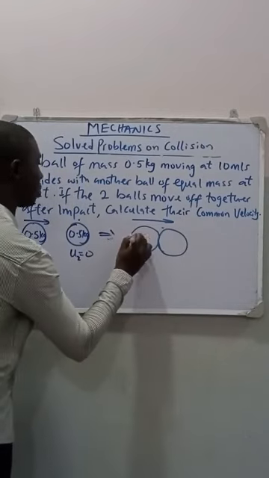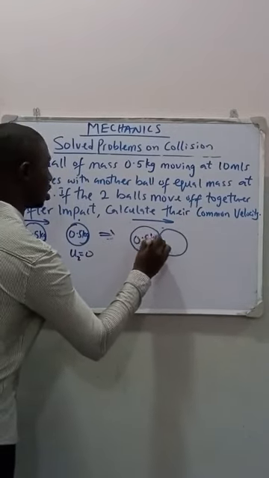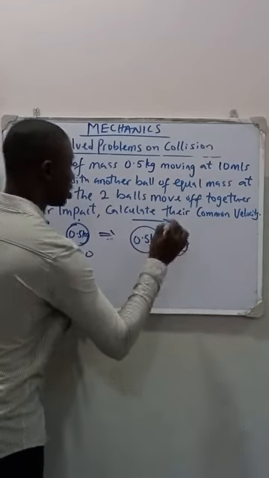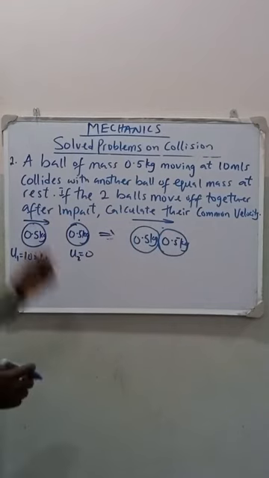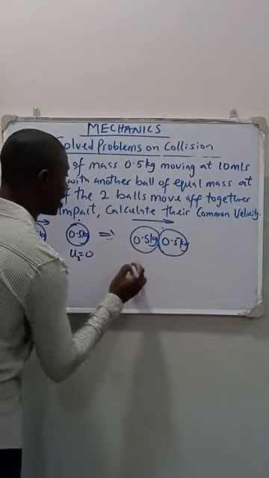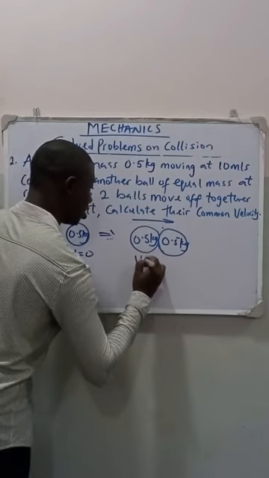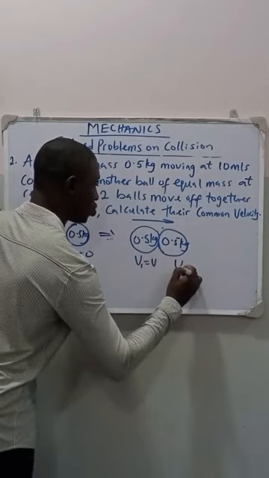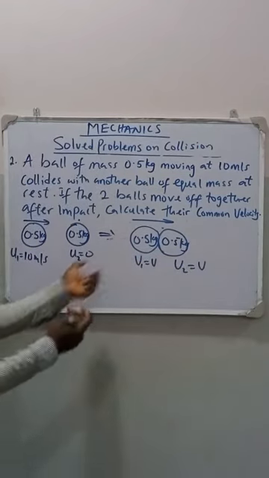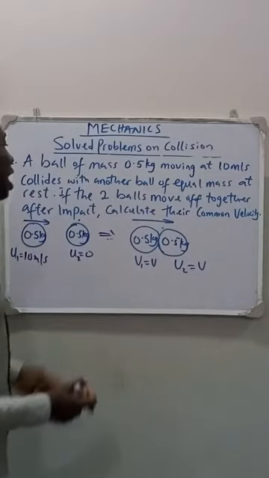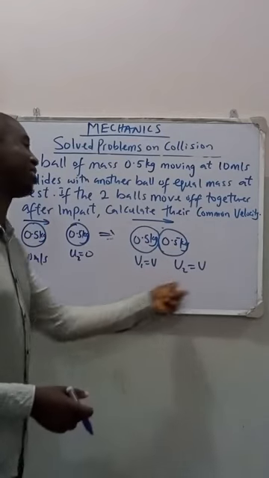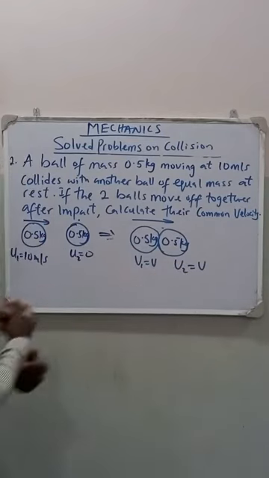So here we have 0.5 kg. Don't forget, there is no change in mass. It still remains 0.5 kg since they have the same mass. Let's assume the final velocity of this is v, and this one is also v. Let's say v1 equals v and v2 also equals v. Since they move off together with the same velocity, the velocity of the first mass and the velocity of the second mass are the same, which is v. That's their common velocity. We want to calculate that common velocity.